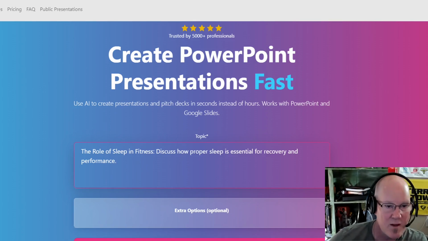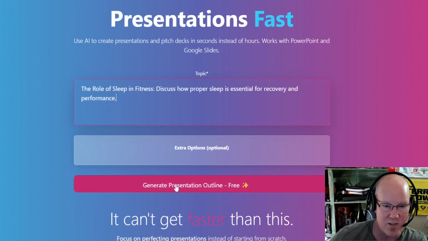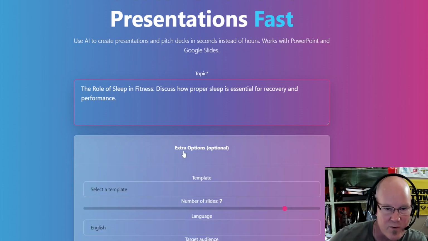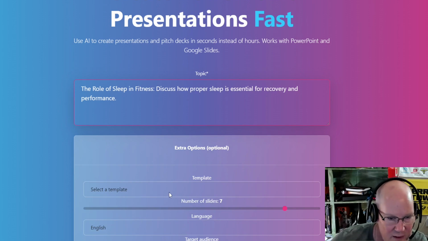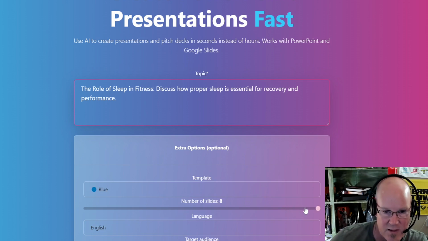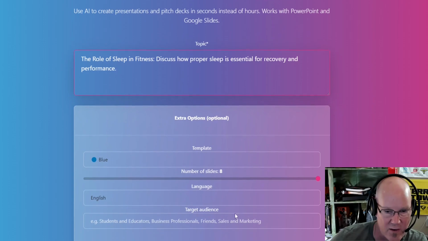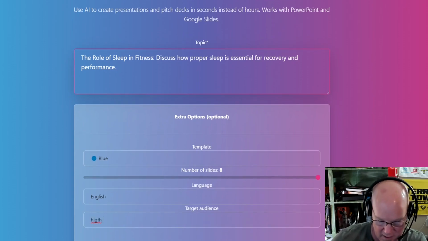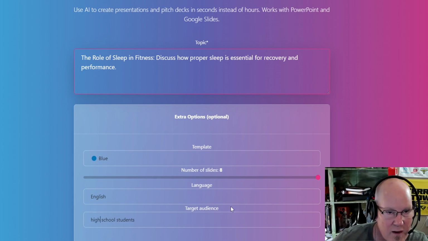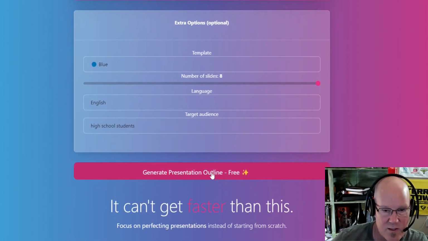So we put in the role of sleep in fitness, discuss how proper sleep is essential in recovery for performance. Let's click presentation outline. There's extra options. Select the template. Don't really care about the template. Maybe we'll just go blue. Number of slides. Let's pick, I guess the max number is 8. Let's do that in English. Target audience, we'll say high school students. Clean that up. And all right, let's give it a shot.